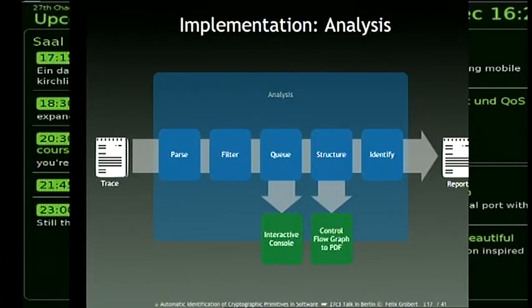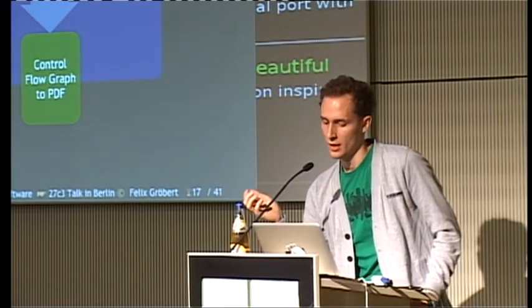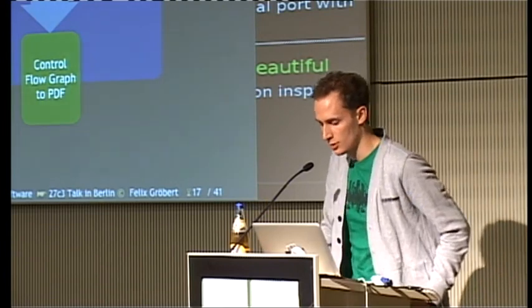If we go to the analysis phase, I first parse the trace file, filter again by, for example, thread or function name or DLL, and then queue the instructions up to later analyze them. With the queue, you can also work with an interactive console based on IPython, and you can, for example, do some debugging tests there. And you can also export the structure. With structure, I mean, for example, basic blocks or control flow graph, and export it to PDF, which looks like this.